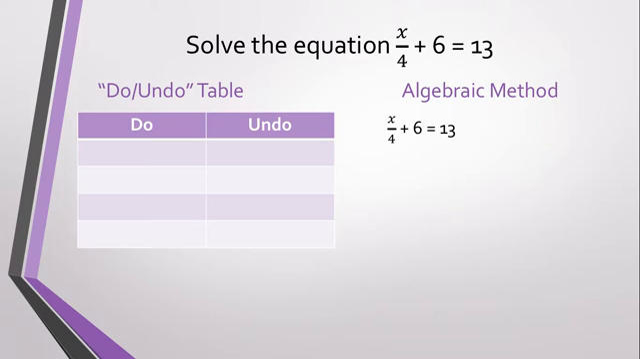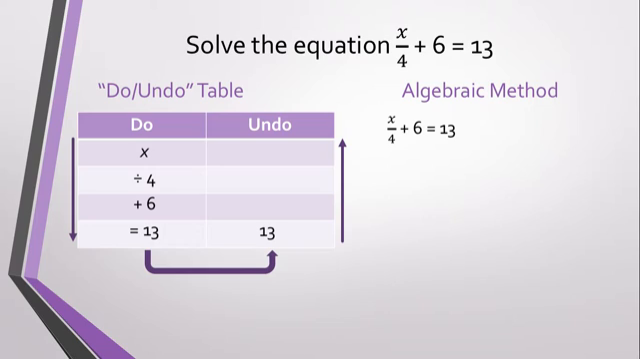Here we have x divided by 4 plus 6 is equal to 13. So using the do-undo table, we start off with x, then we would divide it by 4, then we would add 6, and we get 13 as an answer. So, again, pay close attention to the steps that are going on in the undo table and how they match up with our algebraic method.